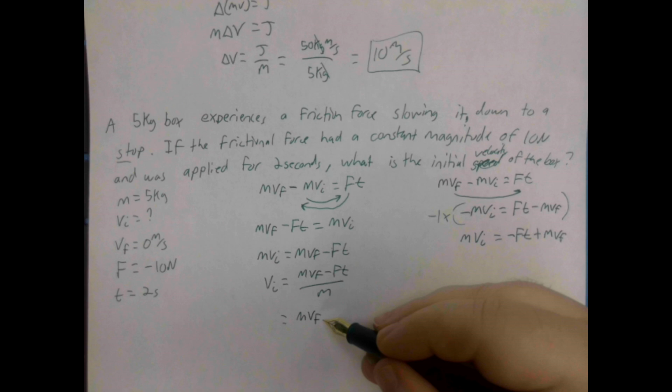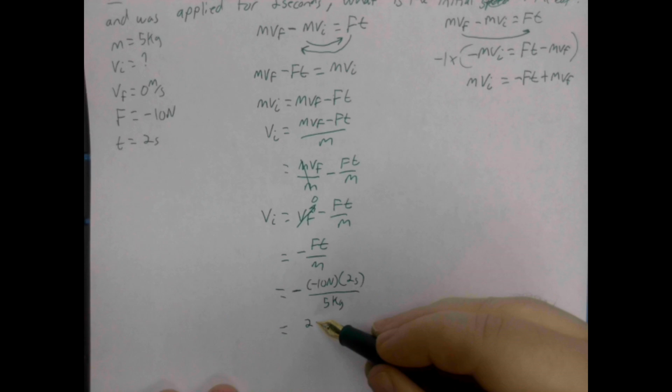So that'd be a negative times negative 10 newtons times the time of 2 seconds divided by a mass of 5 kilograms. Negatives cancel out. 10 times 2 is 20 newton seconds divided by 5 kilograms, which winds up giving us 4 meters per second. So the box was initially moving at 4 meters per second, encountered a frictional force of 10 newtons for 2 seconds, and slowed down to 0 meters per second.